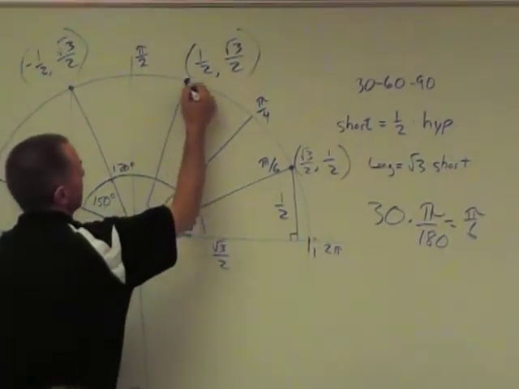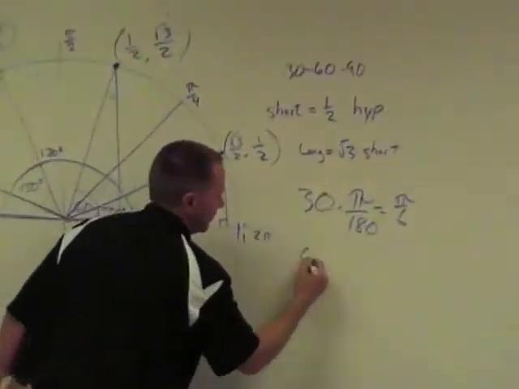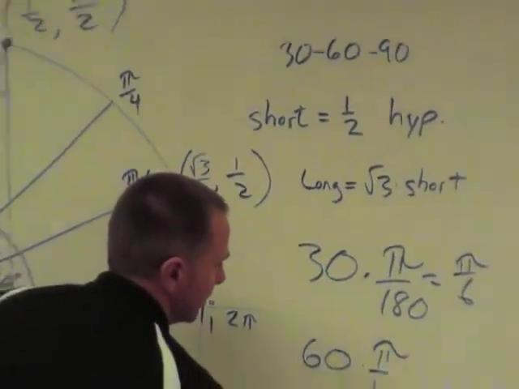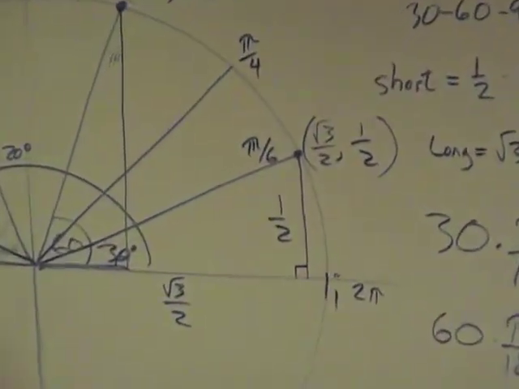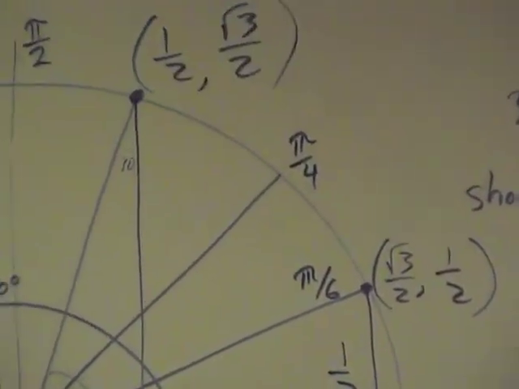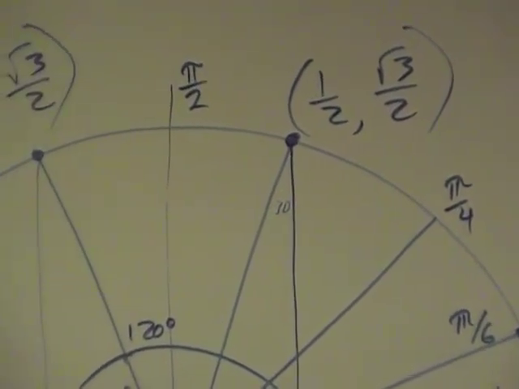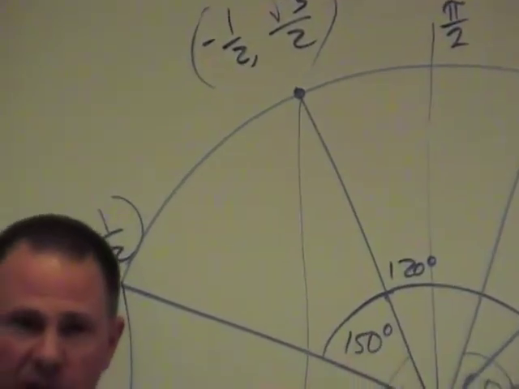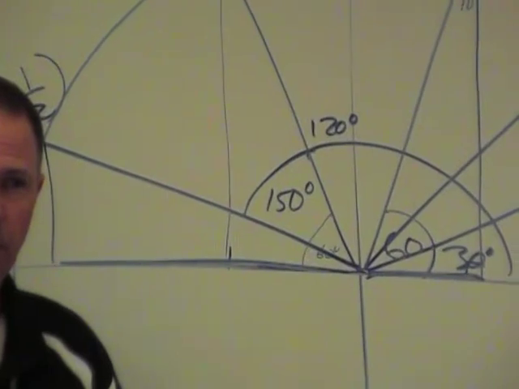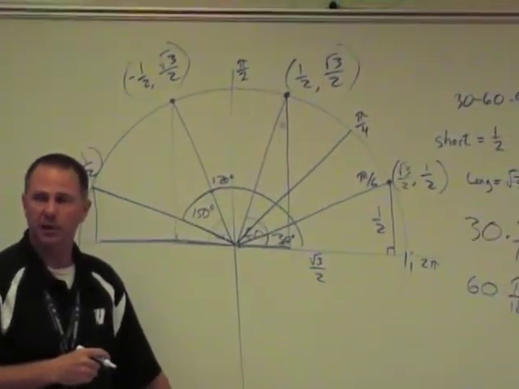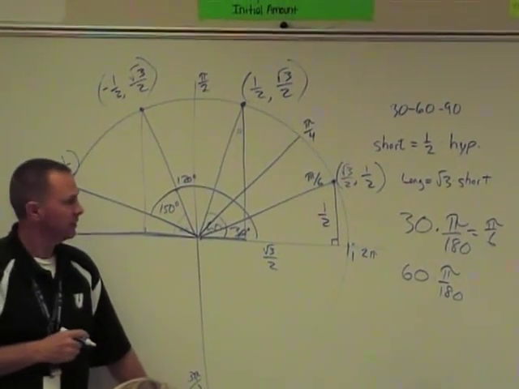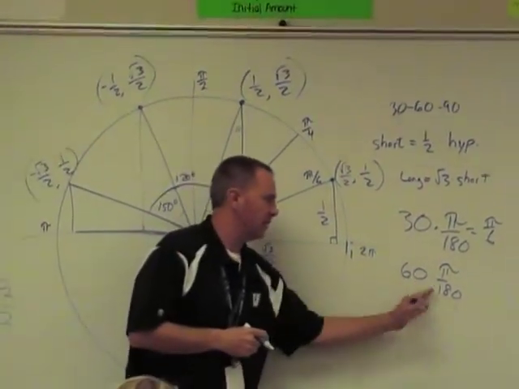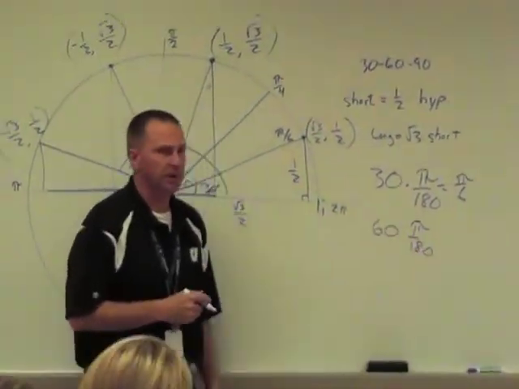Okay? 60 degrees. If you want to do it like this. Isn't 60 the same as 2 times 30 degrees? What's 2 times pi over 6? Pi over 3. Or 60 and 180, that reduces to 1/3, pi over 3.